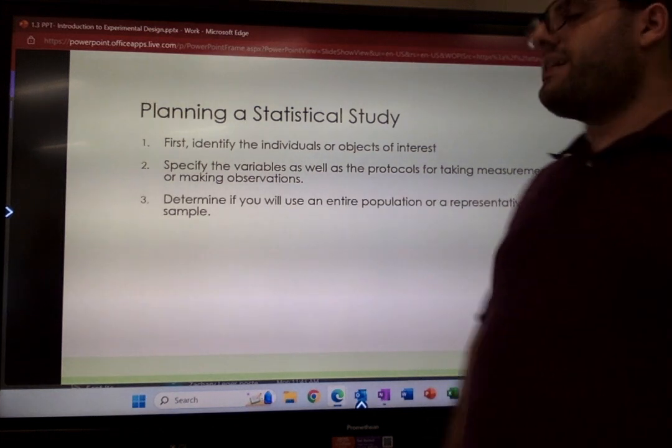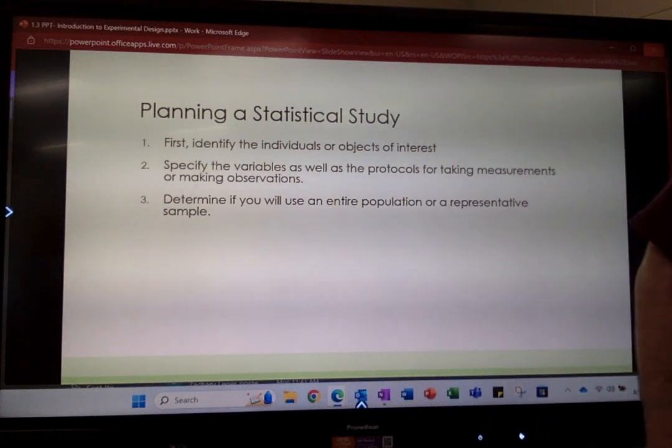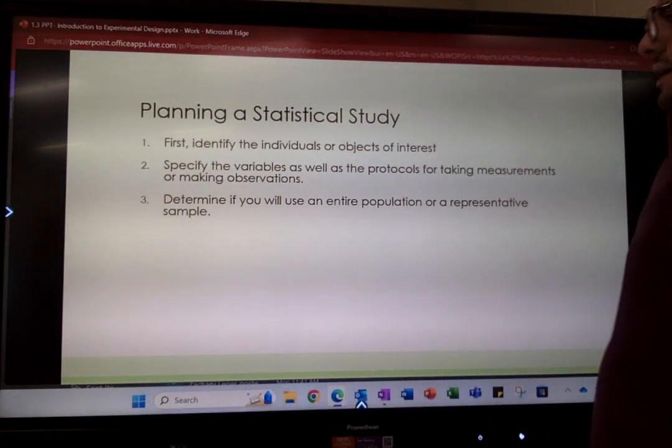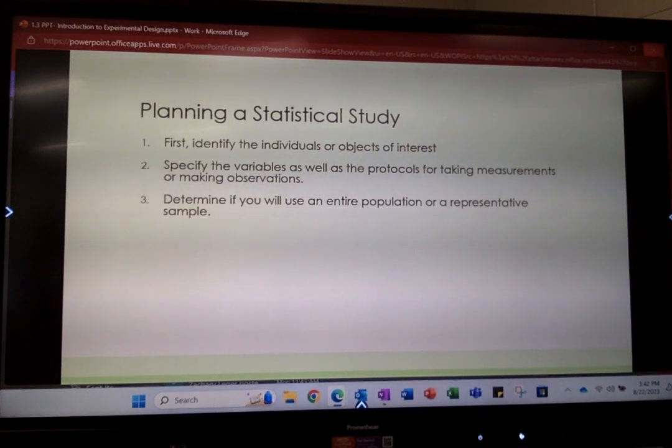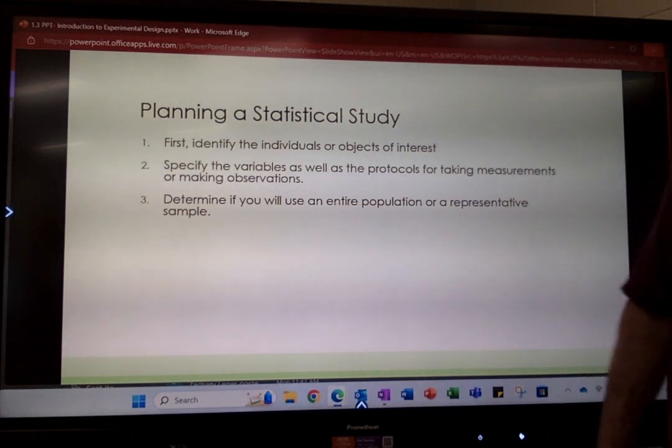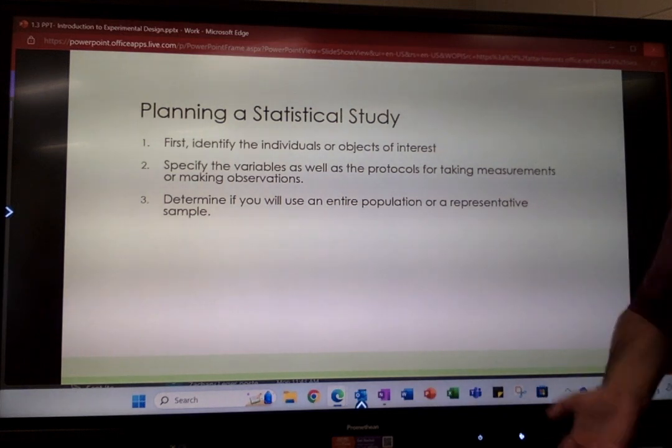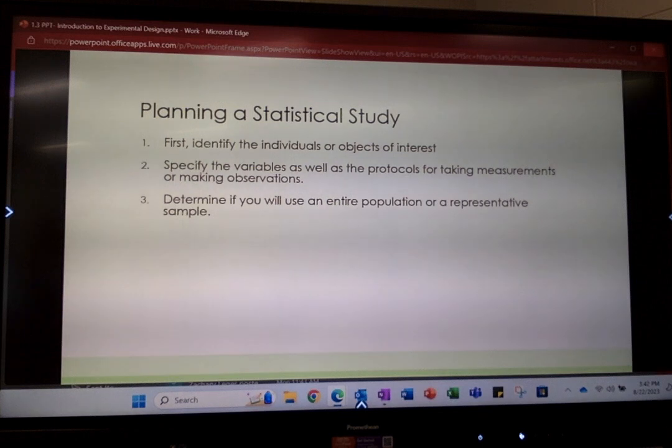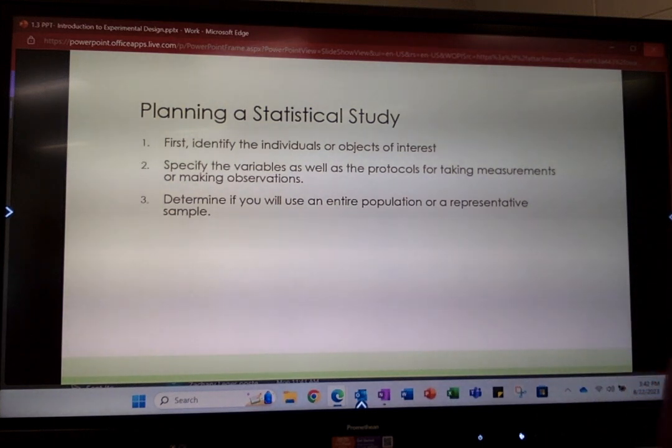Determine if you will use an entire population or a representative sample. And of course, we talked about the sampling methods in section 1.2. So we need to figure out, are we going to use everybody in that population, or are we only going to take a group from that population?